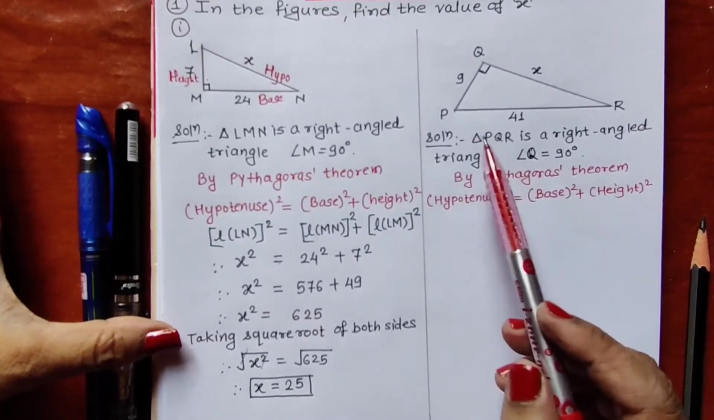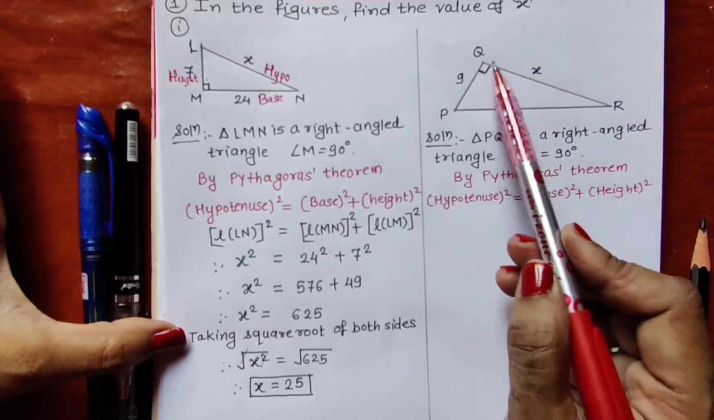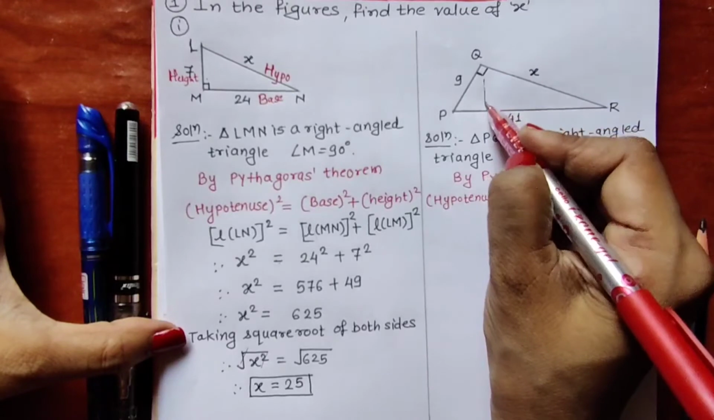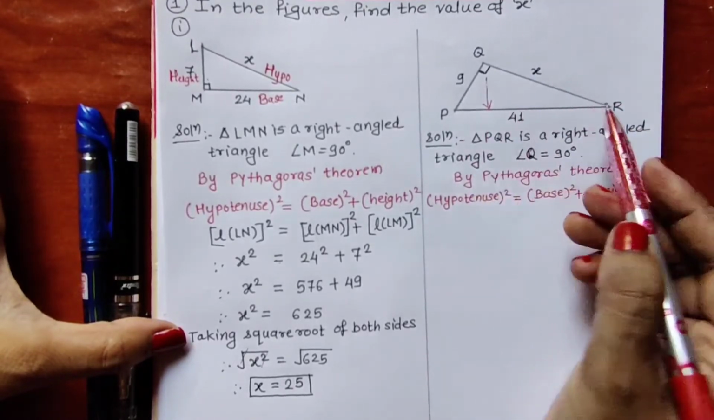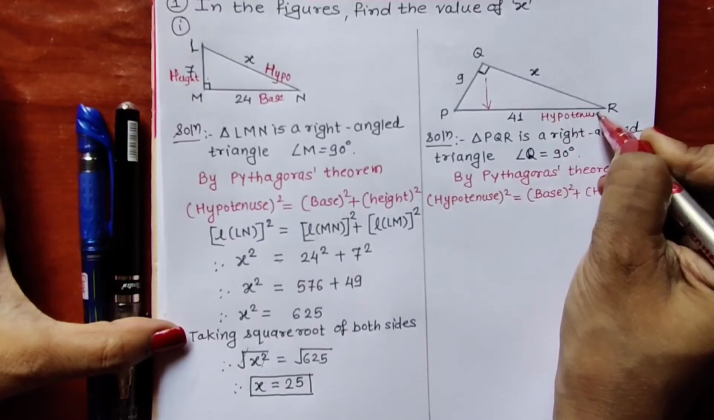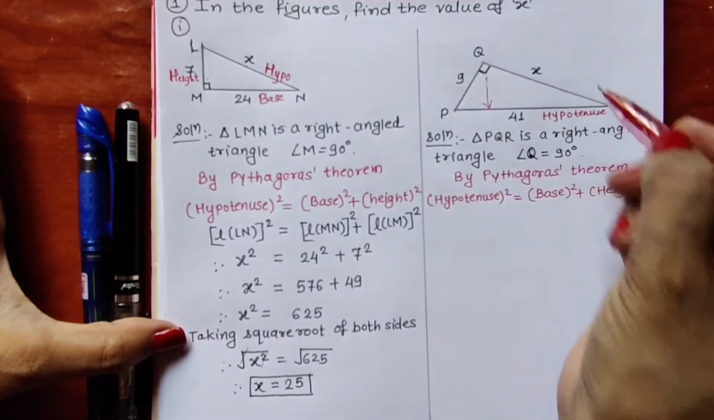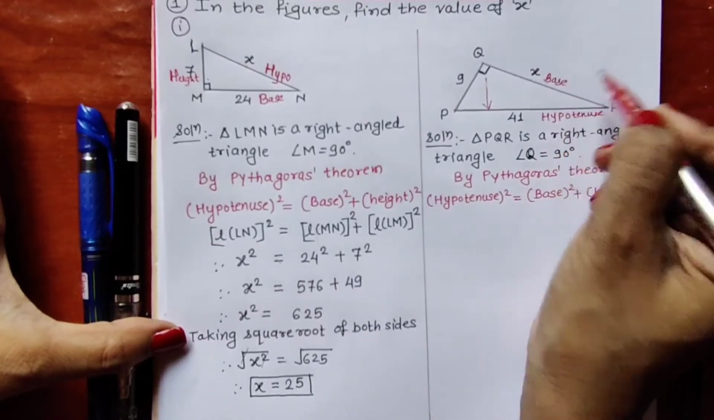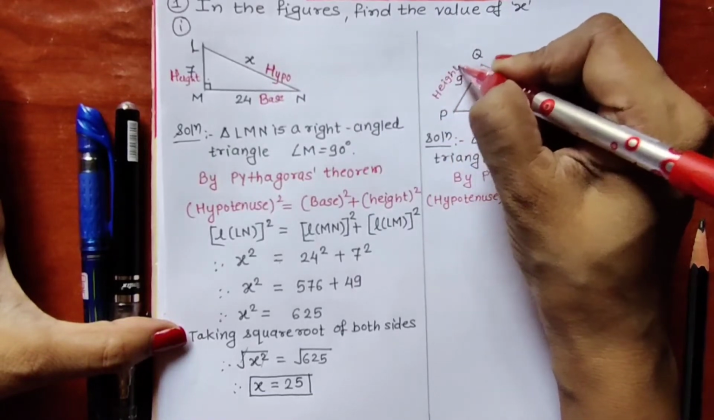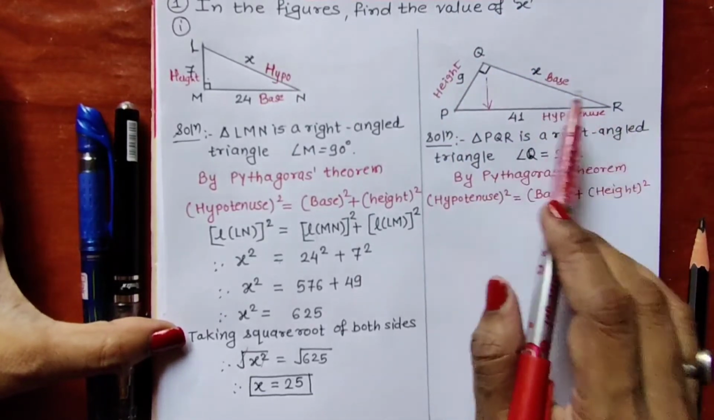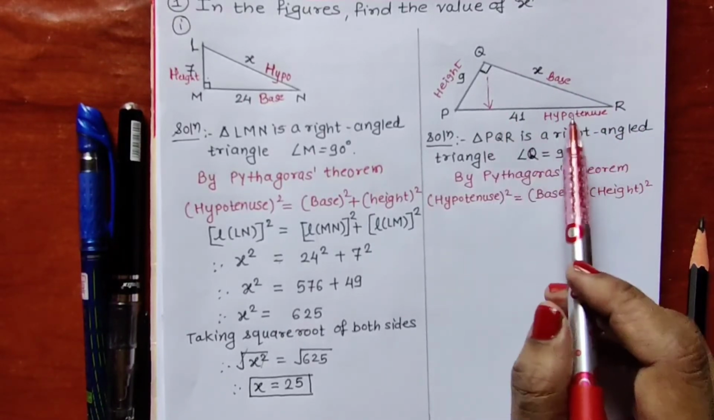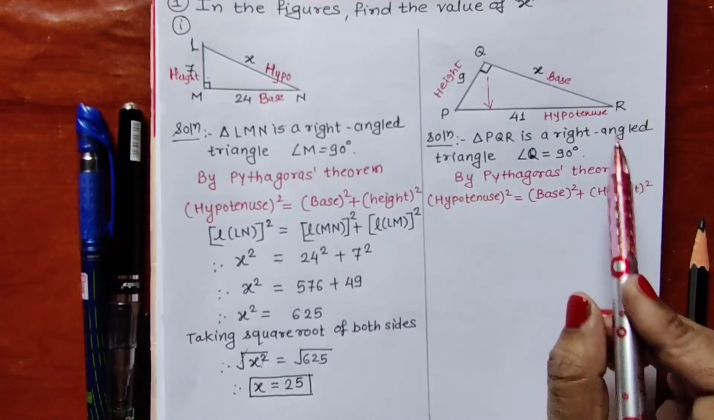Now see children, which side is exactly opposite to the right angle? As Q is the right angle, the side which is exactly opposite to the right angle is side PR. So side PR will be the hypotenuse. And then from the remaining two sides, one side can be taken as base and the other side as height. So we can take QR as base and PQ as height. You can take PQ as base and QR as height. It will not make any difference. It is one and the same thing. So from these two sides, one side can be taken as base and the other side will be the height.